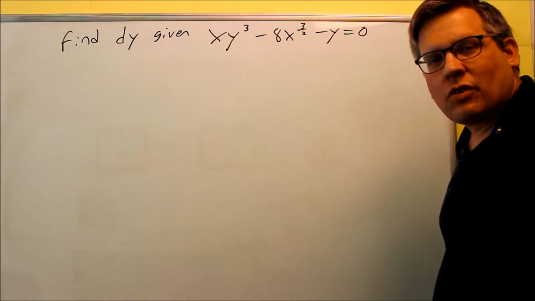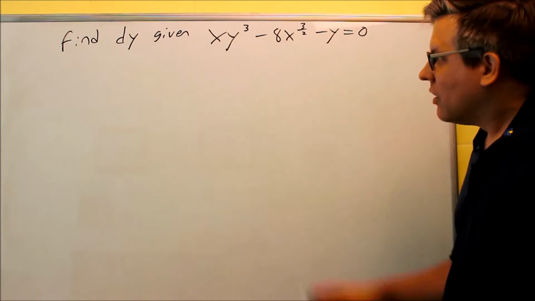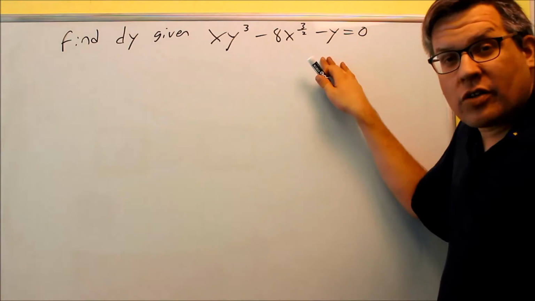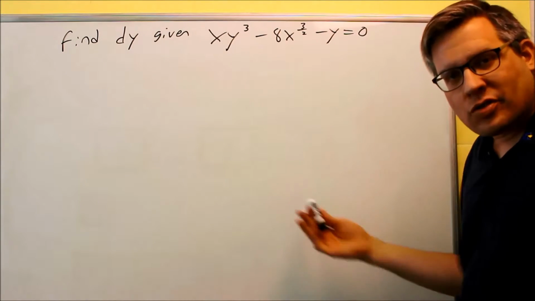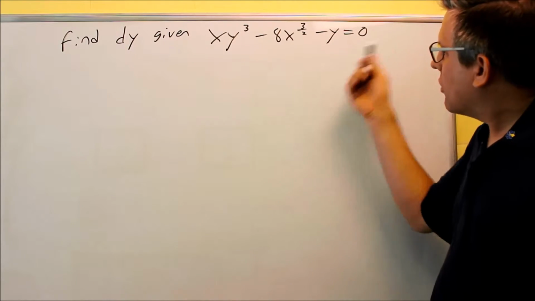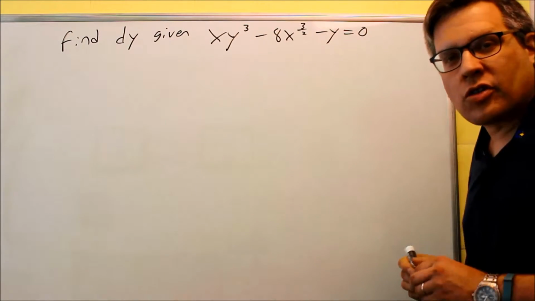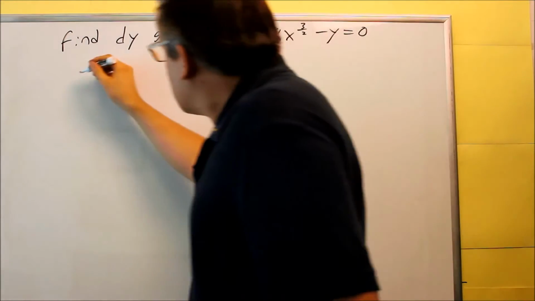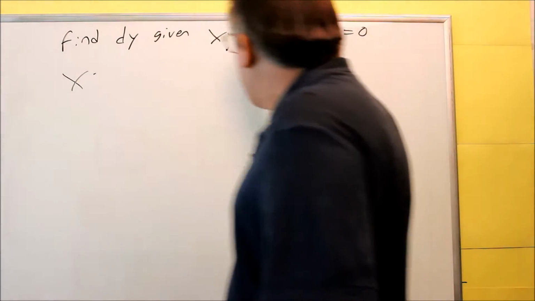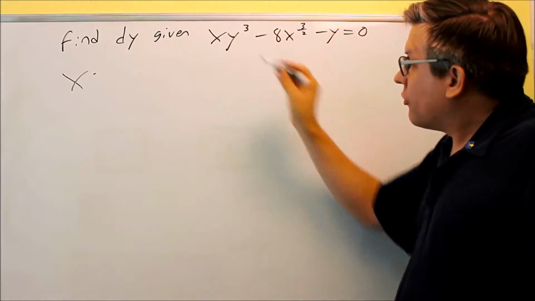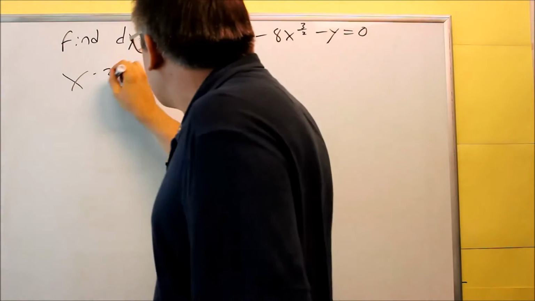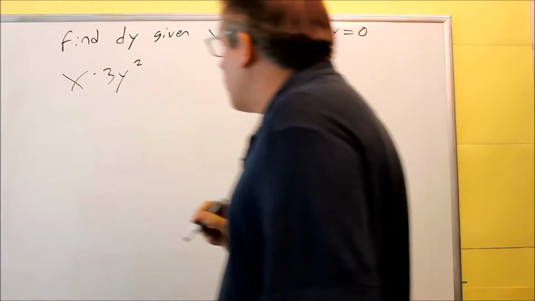Okay, this problem we also have to find our dy dx. However, we don't have y isolated, so whenever that happens, you've got to use implicit differentiation. We're going to do that in this case. The first term requires us to use the product rule. So product rule, we're going to do first thing times the derivative of the second. So we want to do the derivative of y cubed. 3 comes down. That'll turn into y squared.